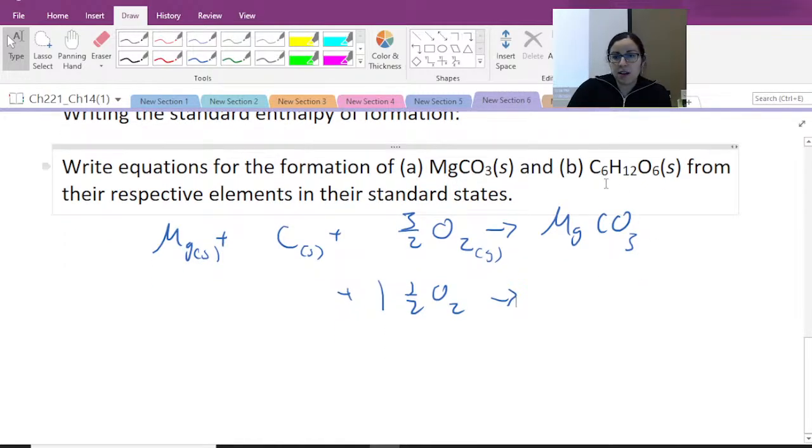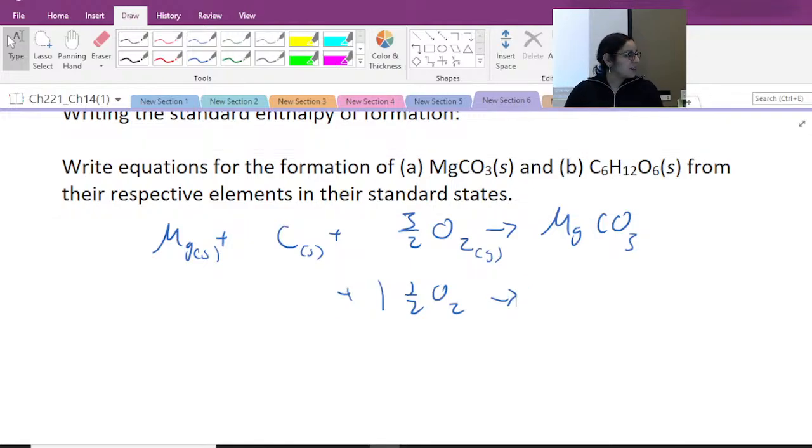Excellent. So try that now for the second one here. I'm actually not sure what it is. Yeah, I was thinking it's probably a sugar. I think you're right about it being glucose.